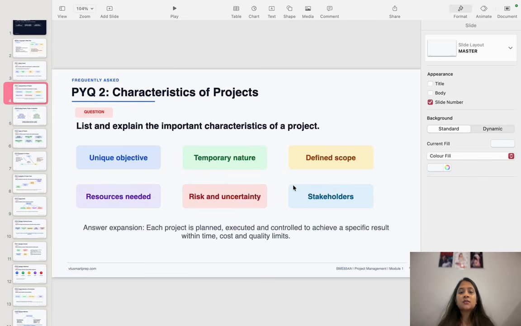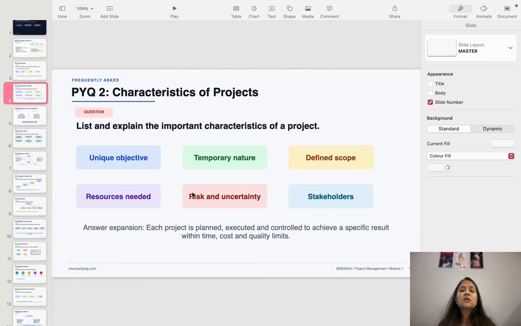And fifth, projects always involve risk and uncertainty because future results may not be fully predictable, right? And finally, projects have stakeholders. Stakeholders are the people who are involved in a project or affected by the project. Okay, so these five points you can remember for the characteristics.